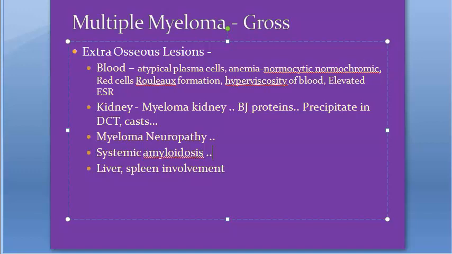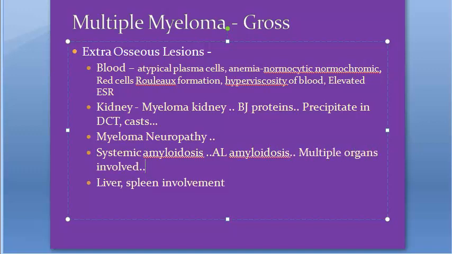Coming to systemic amyloidosis, we already told you AL amyloidosis will be there, and multiple organs will get involved. The organs will be heart, bowel, skin, nerves, kidney. See, we have already finished kidney. Nerves we have finished. So bowel, skin, heart, probably you need to know. The liver also, spleen also get involved. There can be hepatomegaly, splenomegaly.